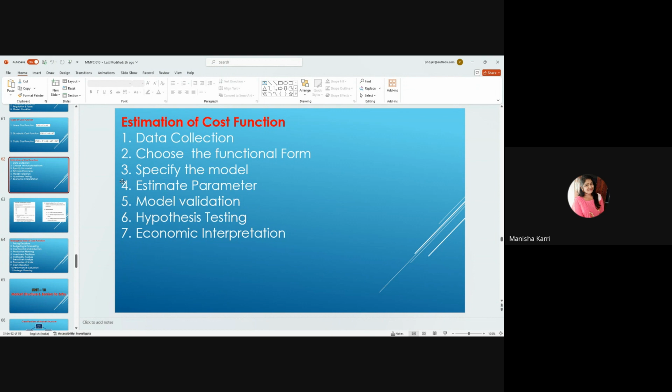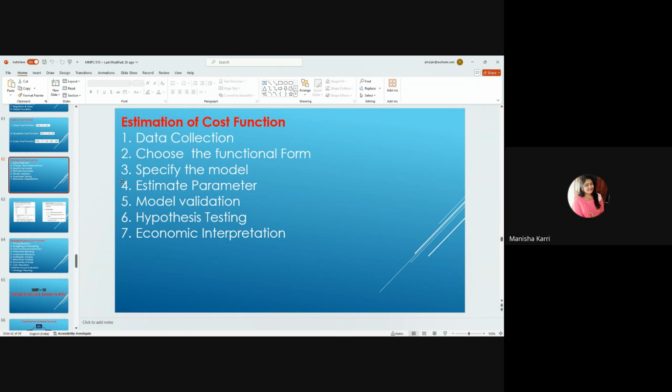And the final step is economic interpretation. Interpreting the estimated coefficients in the context of economic theory. Say, for example, in a quadratic cost function, beta 1 represents the marginal cost at lower level of output, while beta 2 captures the rate at which marginal costs change as output increases.